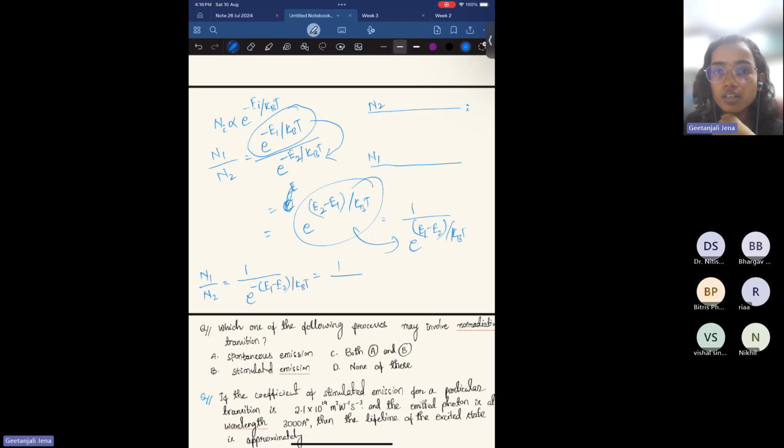Other than these two problems, does anyone have any other query regarding the solution of the week 1 assignment and week 2 assignment? If you have any doubts regarding week 1 and week 2, just write the problem in the chat box. Otherwise, you can also unmute and tell. I think I have unmuted all. So let me unmute all.